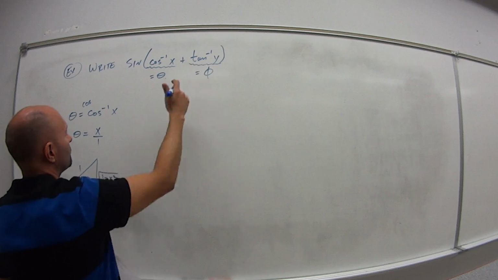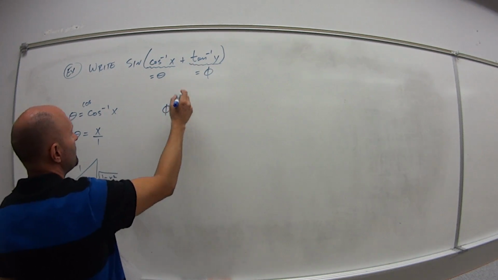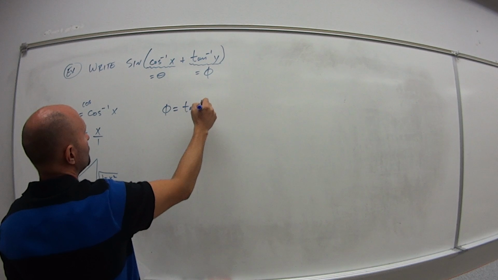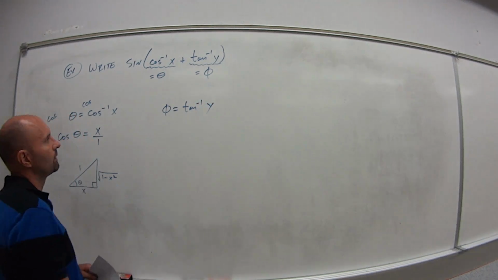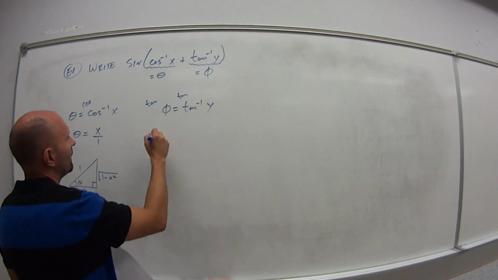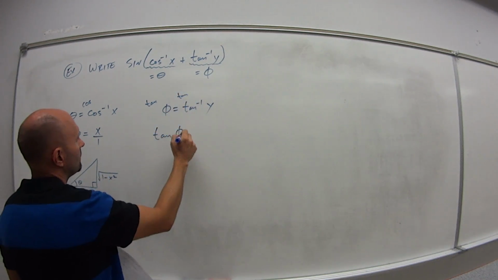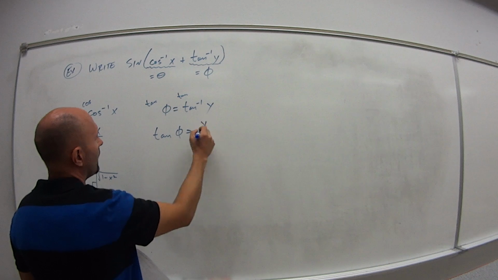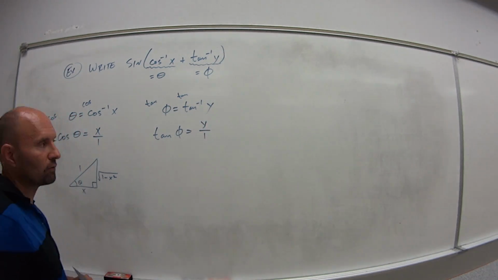Let's do the same thing for the second. So now I have phi is equal to tangent inverse of y. So if I take the tangent function of both sides, I get tangent of phi is equal to y, or again, I'm going to set this up as y over 1.